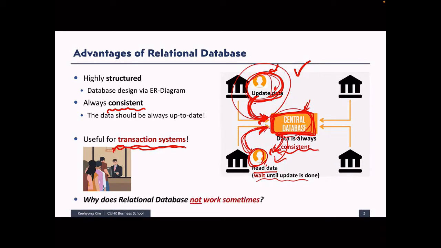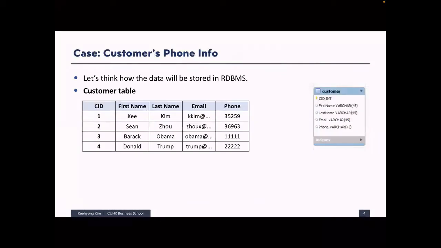And the question is, why does a relational database not work sometimes? So when does a relational database fail? That's one of the questions. We can think about this simple example here. Let's think that there is a customer table in our relational database. The customer table will keep the information of different customers. So we have a customer ID, first name, last name, email, and phone number like this for each customer. So it's a regular customer table.